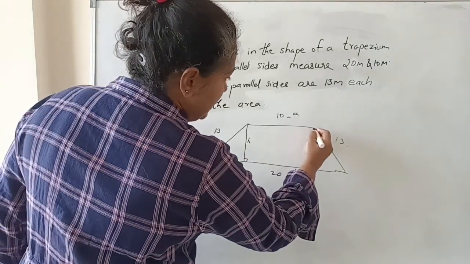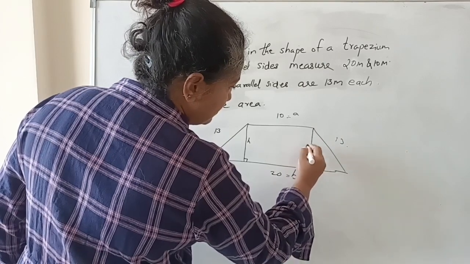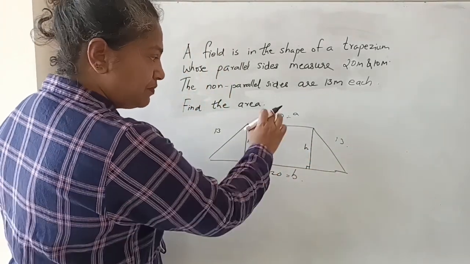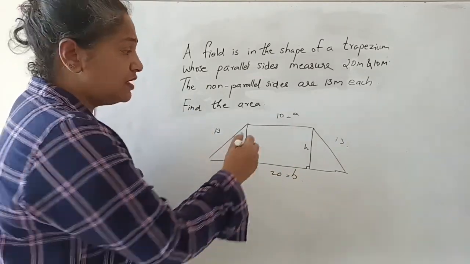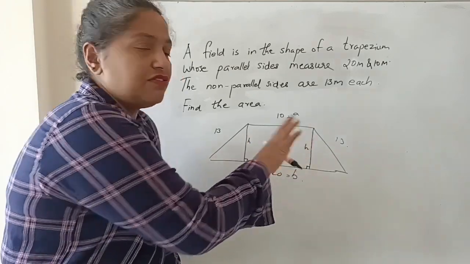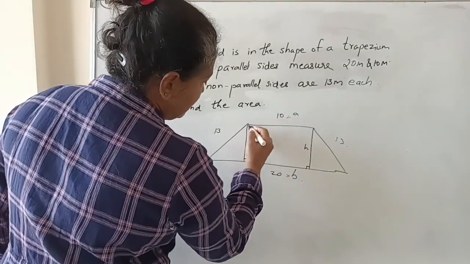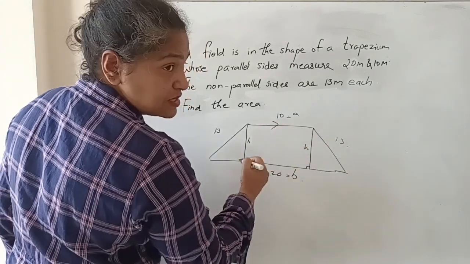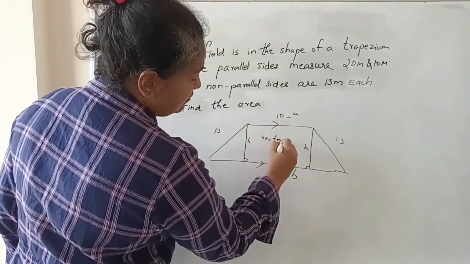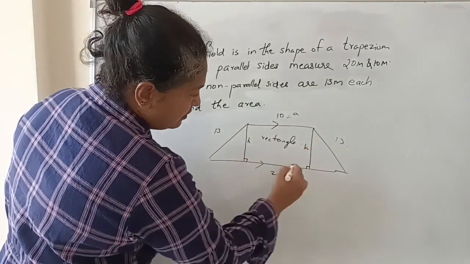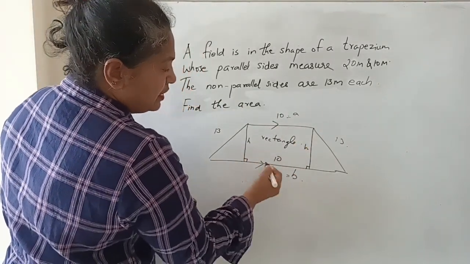So if you drop another perpendicular from here, this is also h. Correct, because these are two parallel lines. The difference in height between the two parallel lines at any point will be the same. So if this is h, this is also h. Now as you can see, two lines at 90 degrees and two parallel sides, this becomes a rectangle. Correct. So if this is 10, this also has to be 10.